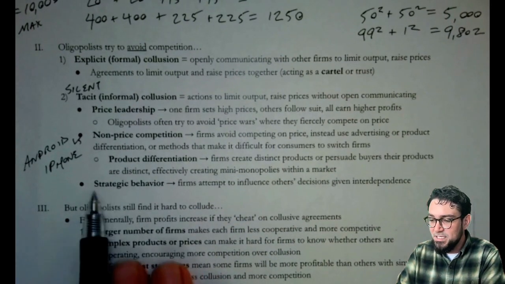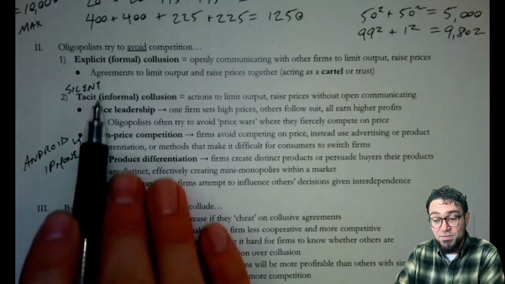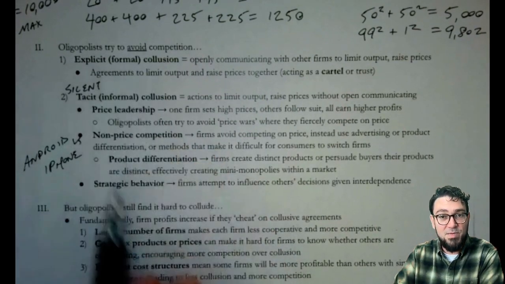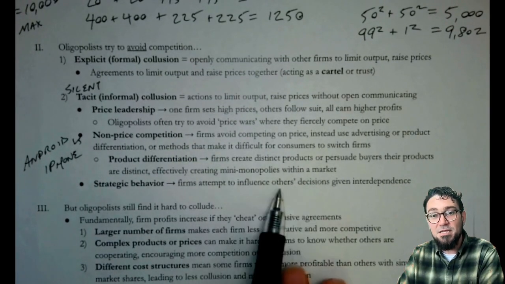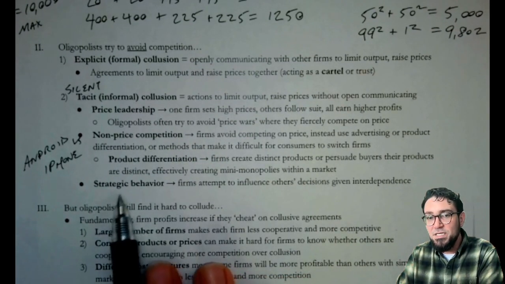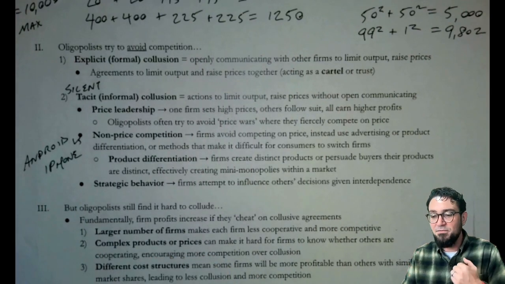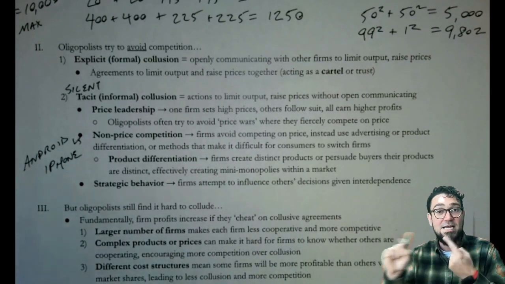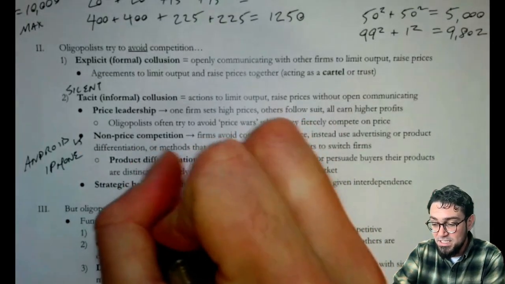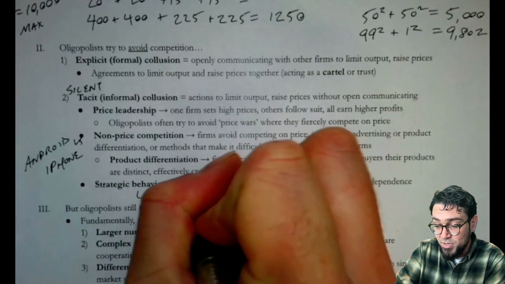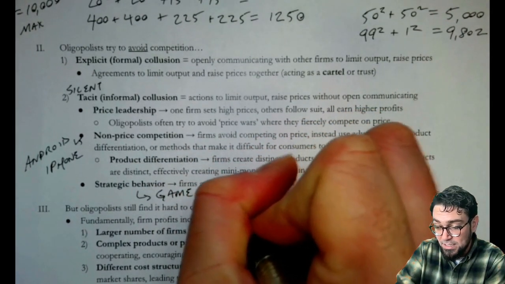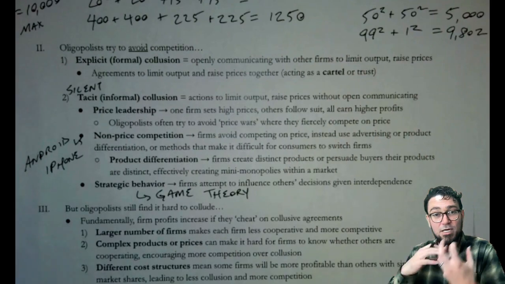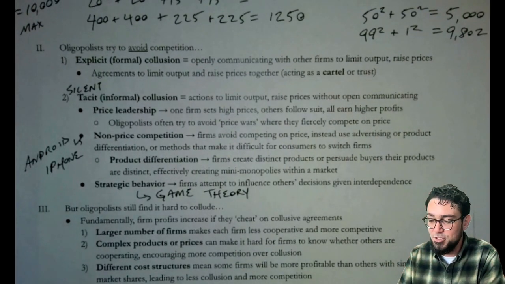Another example of this kind of stuff is what we call strategic behavior. And this is the last way that they try to avoid competing with each other. They'll attempt to influence others' decisions, or they'll engage in this idea of, if I do this, then I know that the other company is likely to do that, because they know that they're interdependent. And we're going to study strategic behavior using a branch of math called game theory. And that'll be actually our second lecture. So we'll talk about what that looks like in just the next lecture.